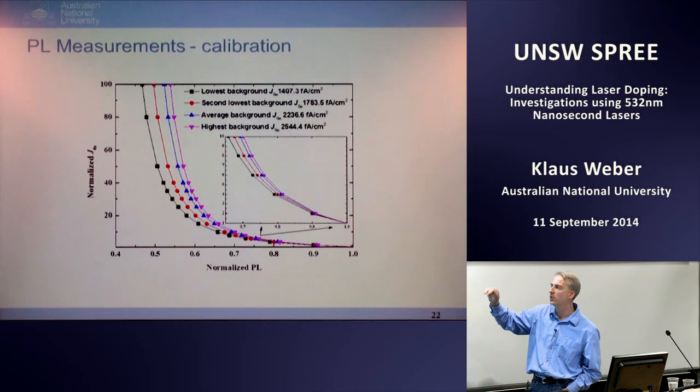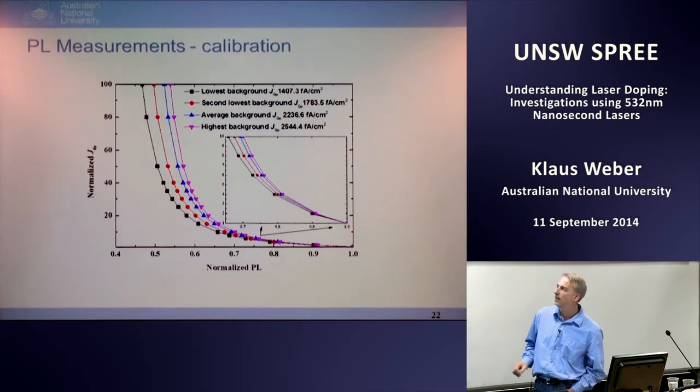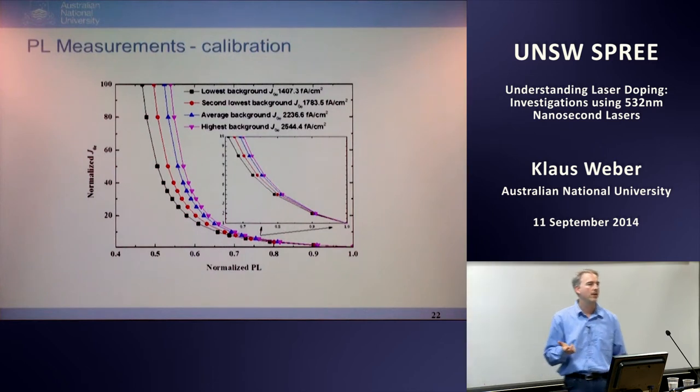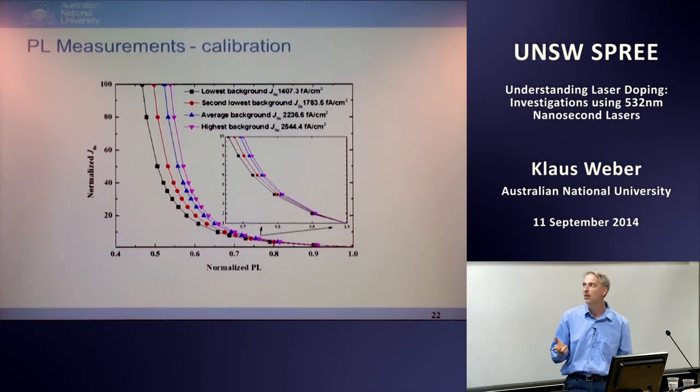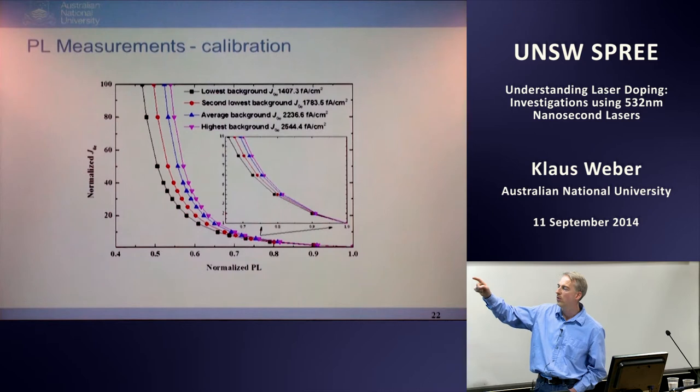Okay, so this is basically our modeling from Quokka, which shows us what's happening. And it's really the inset that's interesting. We're starting off in this case with a J sub zero of about 2,000 femtoamps per centimeter squared. We know we can tolerate up to about 10,000. So in this particular plot, where we've normalized everything to the background J naught, we can afford a normalized J naught up to about 5.